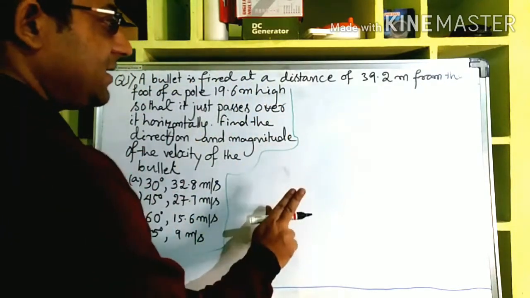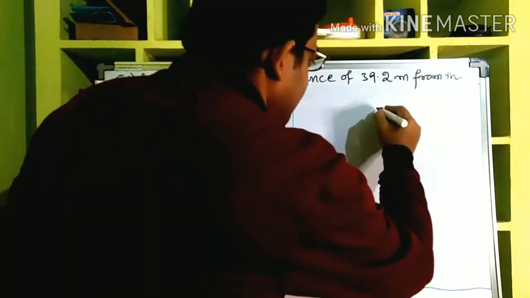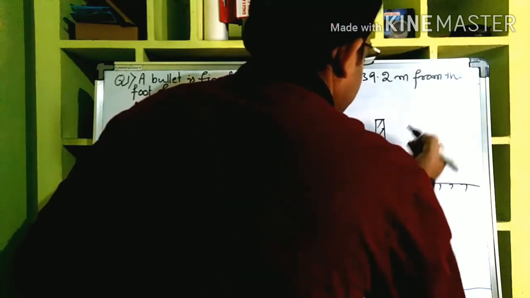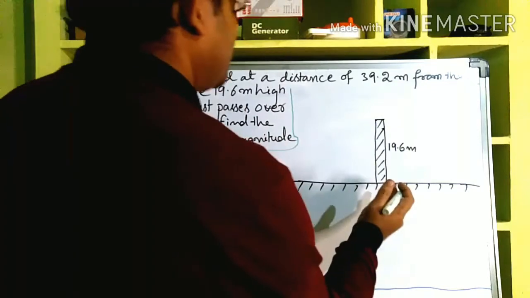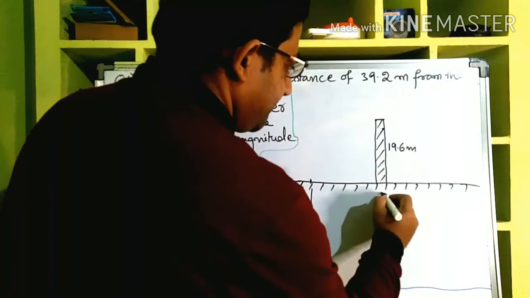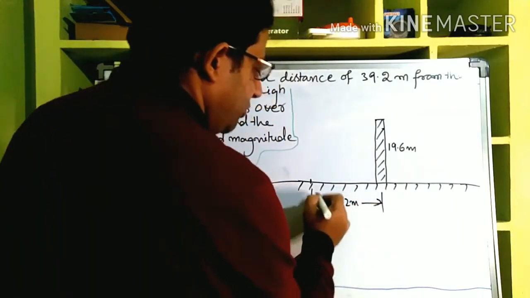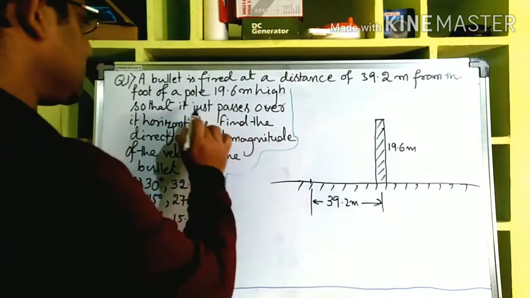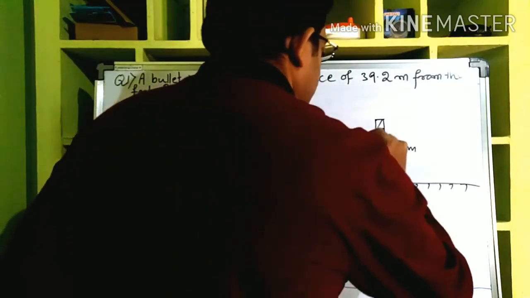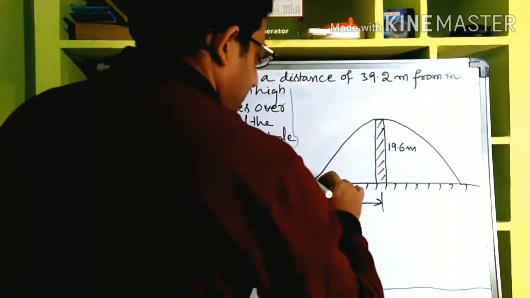A bullet is fired at a distance of 39.2 meter from the foot of a pole. Let us say this is the pole, the height of the pole is 19.6 meter, and from the foot, let us say this much is 39.2 meter. From 39.2 meter a bullet is fired which just passes over it horizontally. That means it's fired like this so that it just passes like this, falls this way. Now this is fired horizontally.